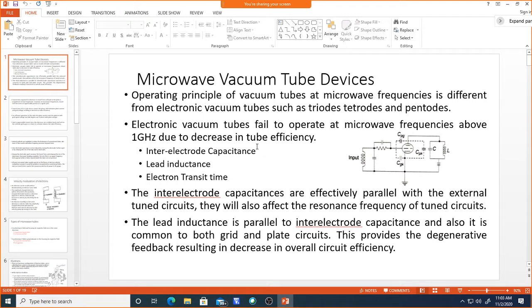So, is the screen visible, right? Yes. Okay.